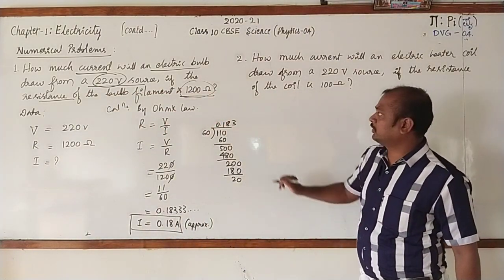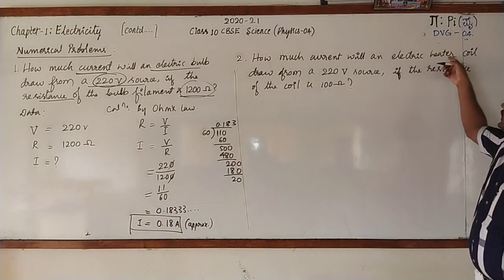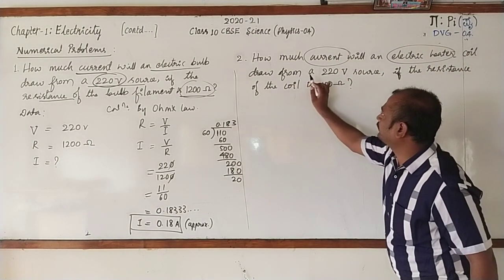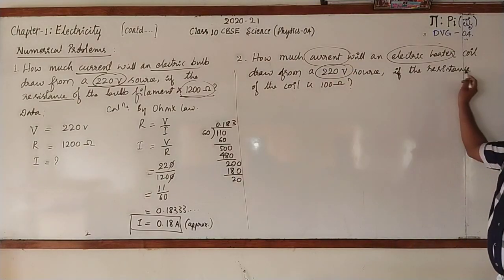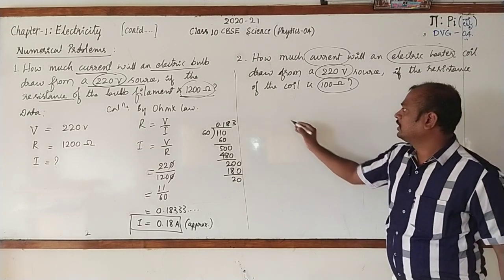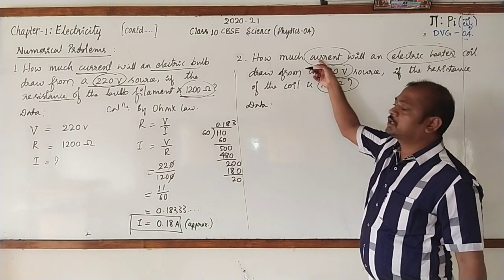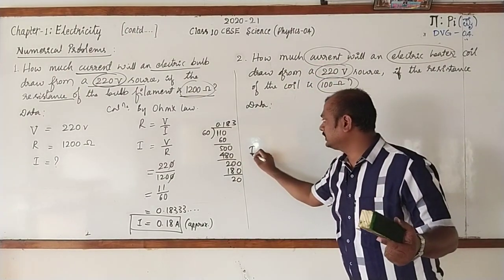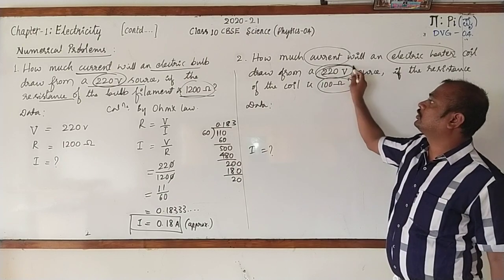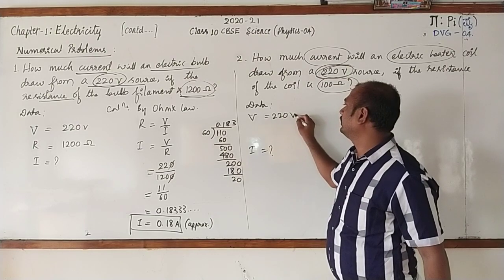Now go through the second one. Do concentrate here. How much current will an electric heater coil draw from a 220 volt source if the resistance of the coil is 100 ohm? It is also of the same type. So you just go for telling the data. How much current? What are you going to find out? You are right, it is I. Will an electric heater coil draw from 220 volt? What does 220 indicate? It is voltage. V is equal to 220 volts.